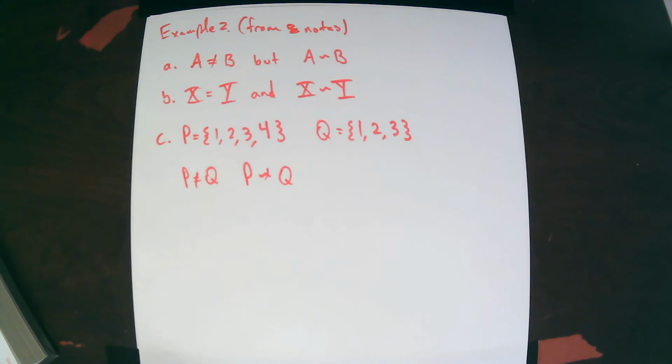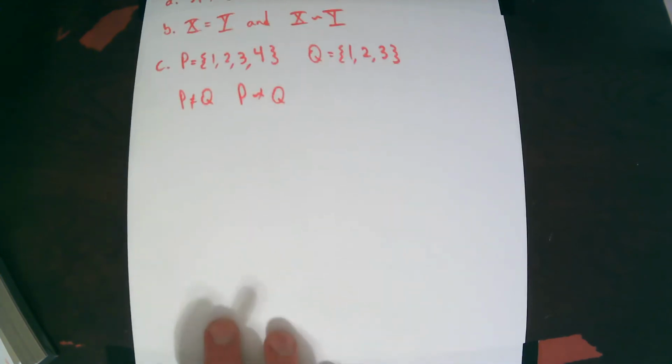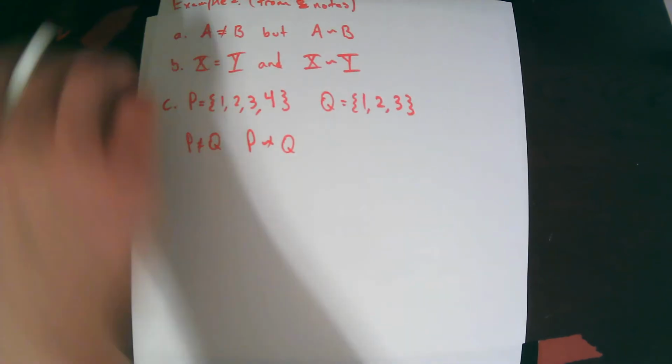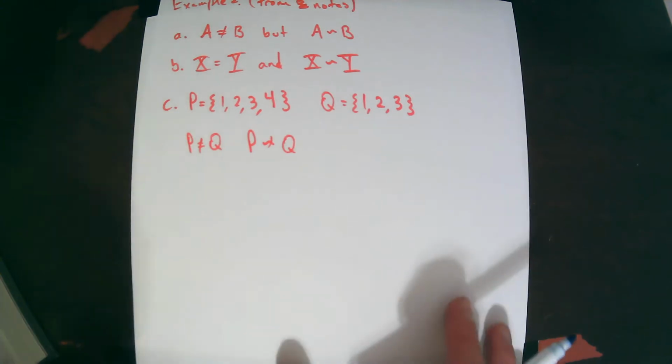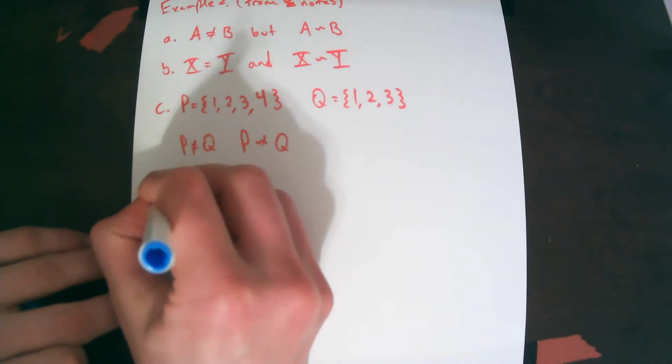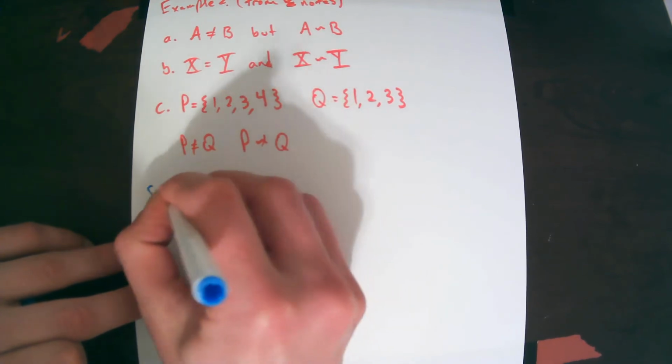Alright, let's move on to set builder notation. Okay, set builder notation from the notes says, set builder notation is used to describe a set when the members all share certain properties. Okay, and then I've got some notes to myself there. Okay, so set builder notation. Let me give you some examples.